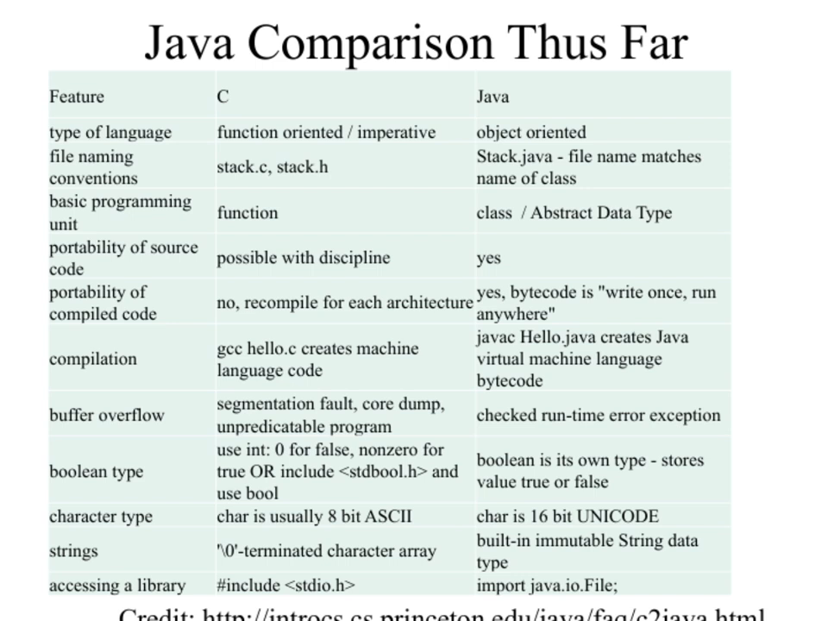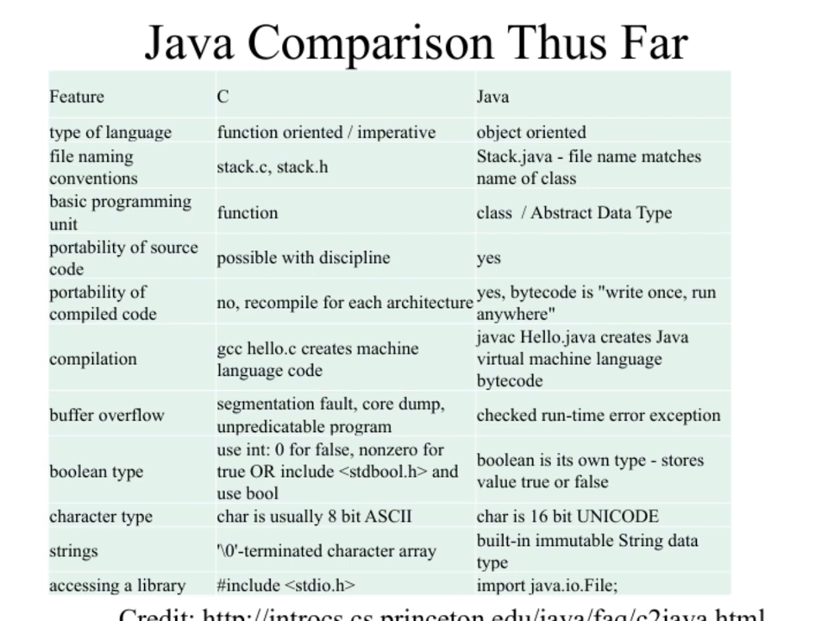The basic programming units differ as well. In C, we primarily work with functions. These are the fundamental units of code execution. Java relies on classes and abstract data types, which encapsulate data and behavior together, supporting the object-oriented approach. Portability of source code is possible in both languages if we follow good discipline. However, when it comes to compiled code, C is less portable. Code must be recompiled for each architecture. Java shines here with its write once, run anywhere philosophy, thanks to its bytecode, which can run on any system with a Java virtual machine.